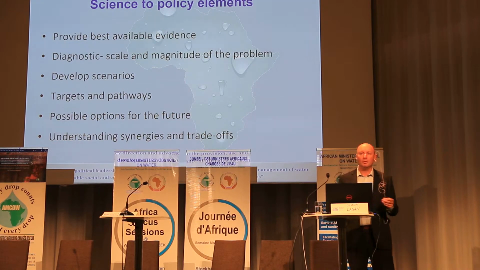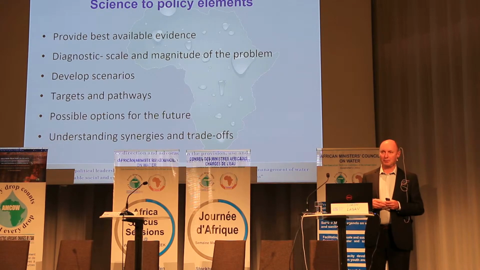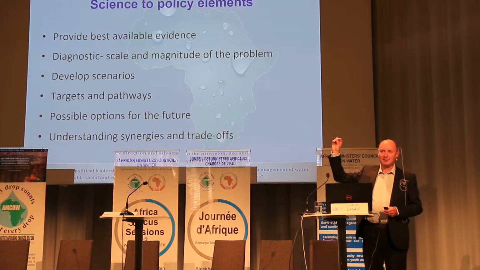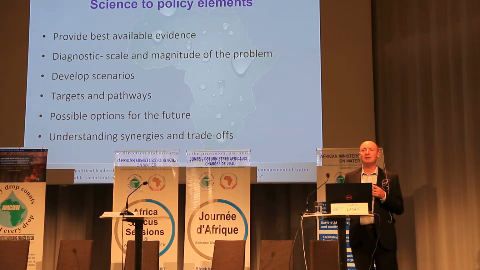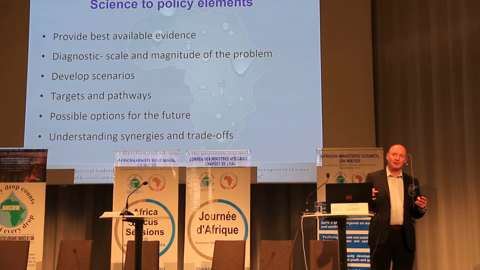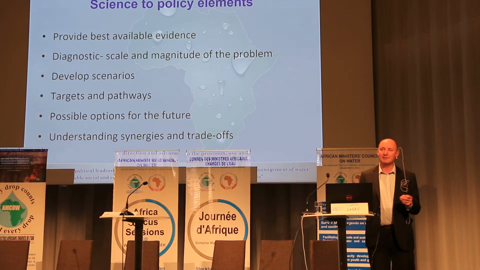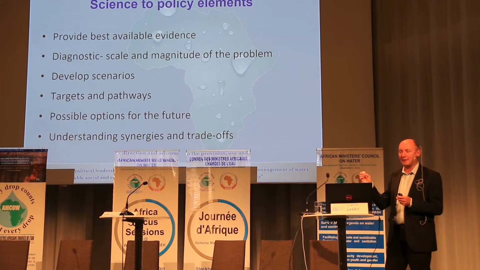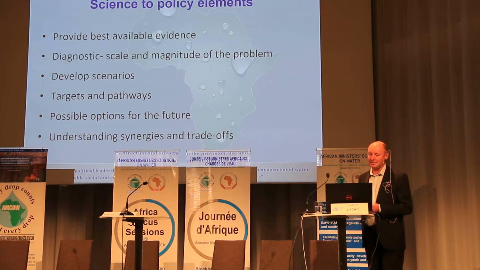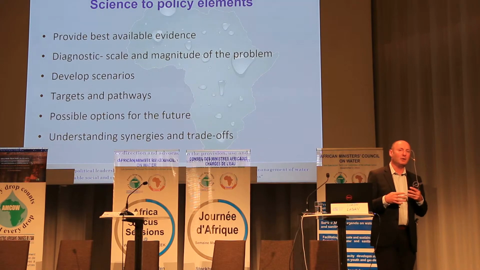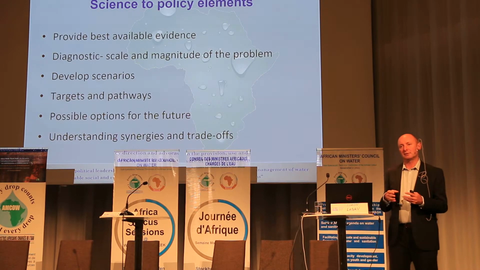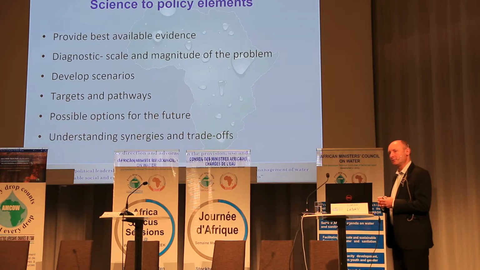So we know where we are now, roughly in terms of population. We know roughly where we are in terms of climate. But where are we going to be in 2030, 2050? And how are we going to meet those needs? So then we need to develop those scenarios. And those scenarios need to hit those targets and have realistic pathways of how we're going to get from here to 2030 to 2050.